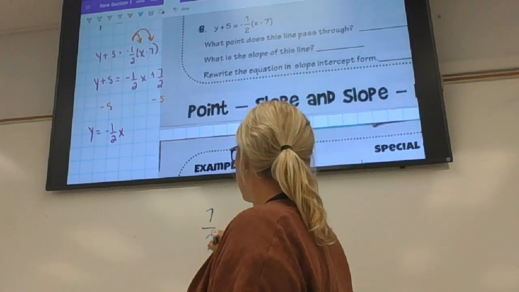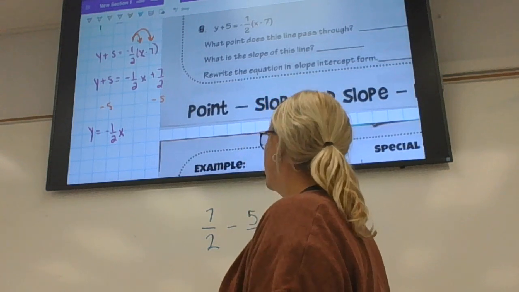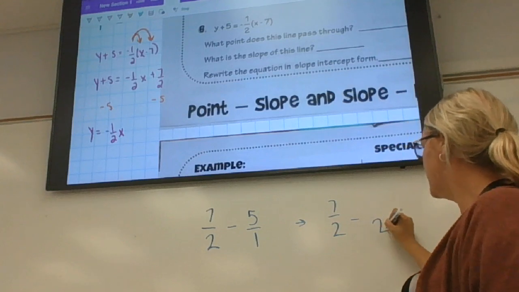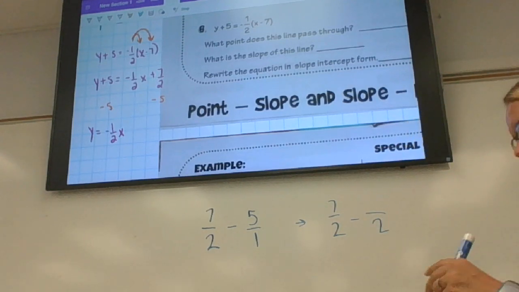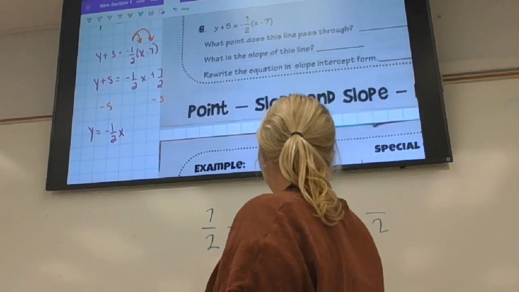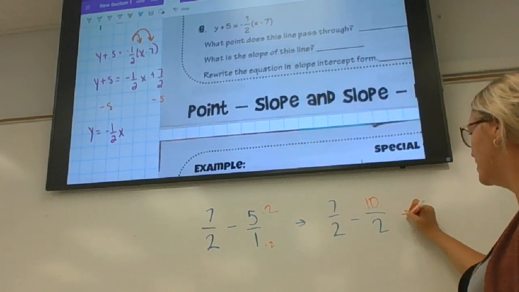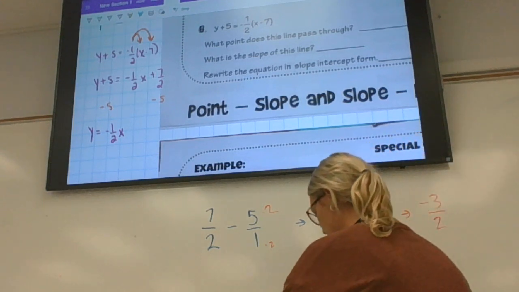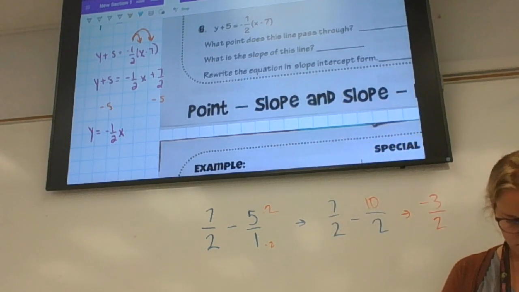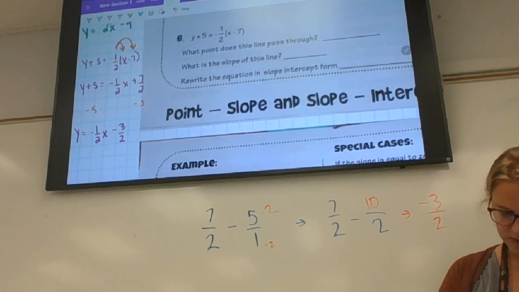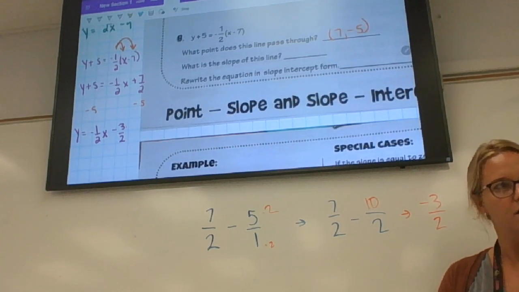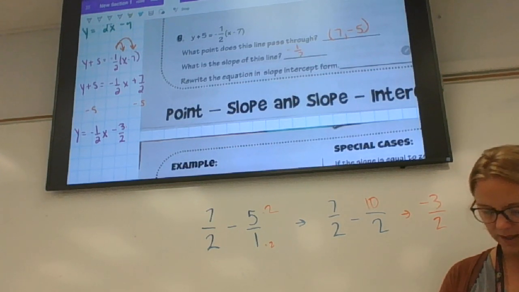Okay, 7/2 minus 5/1. I'm gonna get a common denominator of 2, 10. So I have a -3/2 there. So 6, our point is +7, -5. Slope is -1/2.